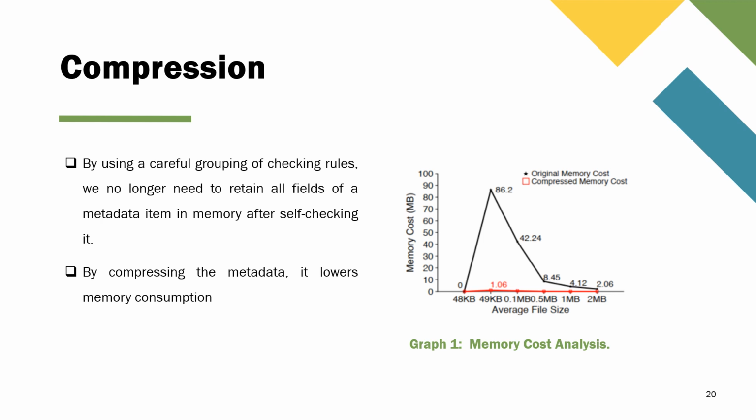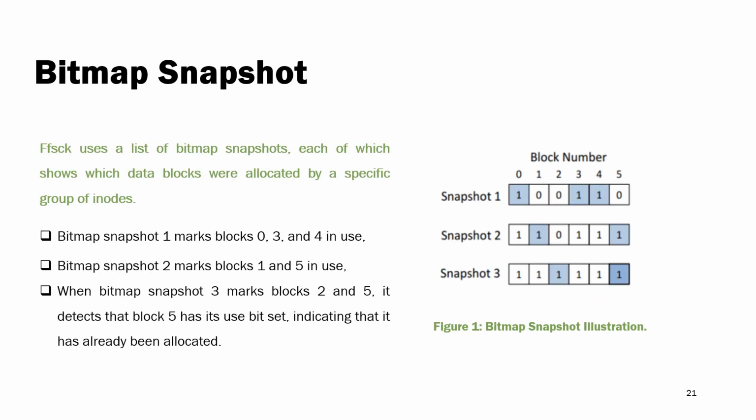Now I'm going to the next slide. Now I will explain bitmap snapshot. The fast file system checker uses a list of bitmap snapshots, each of which shows which data blocks were allocated by a specific group of inodes.